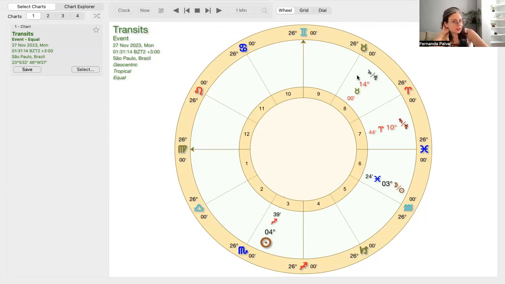I'm looking at the Jupiter-Uranus midpoint. Never mind that. I'm using that for a talk I'm preparing.